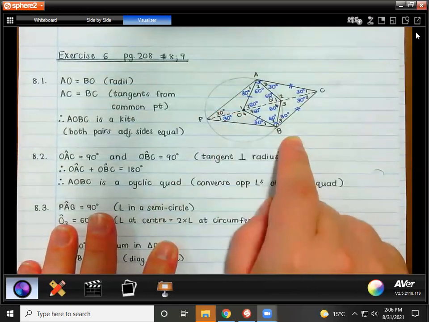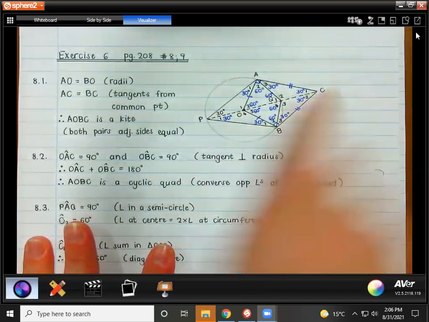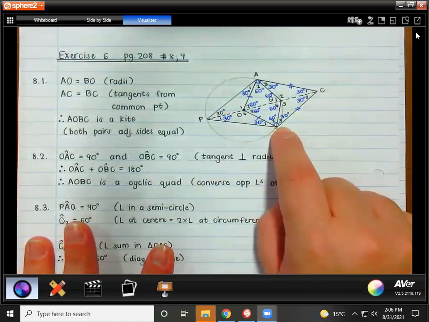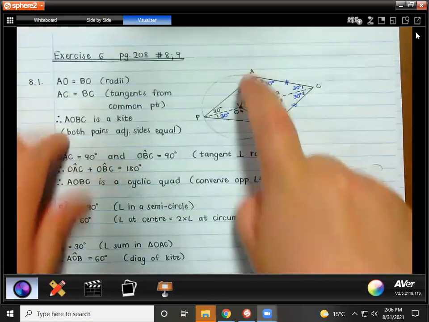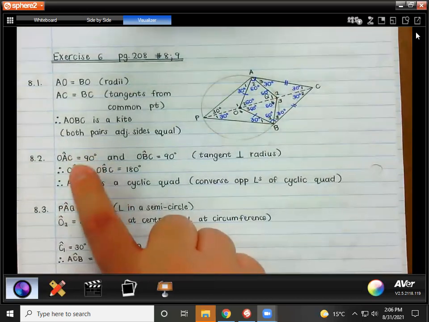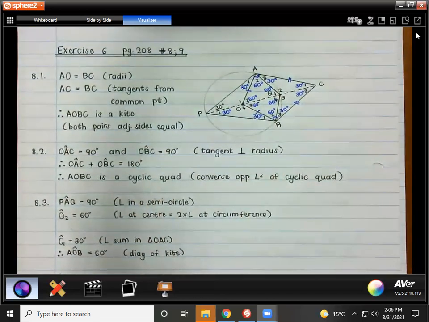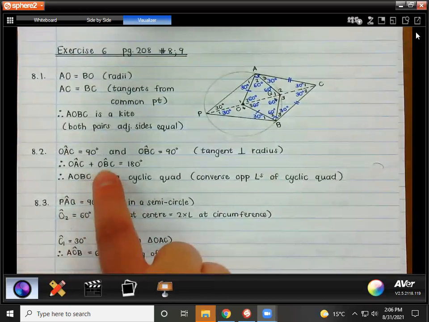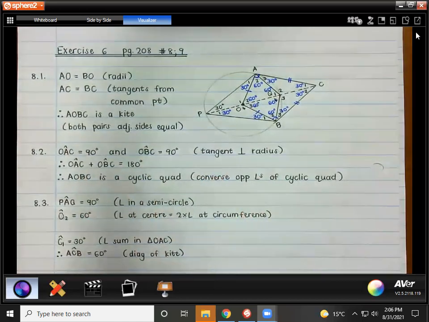And then we have the same thing happening here. We also have that radius OB and that tangent BC. So that is again a 90-degree angle there. And those two are opposite angles of this quad. So if it's 90 and 90, then they are supplementary. They add up to 180. Okay, I don't know if you guys would have thought to do it in that way. So I just wrote that they are both equal to 90 degrees because of tangent perpendicular to radius. So therefore, OAC plus OBC is 180. So therefore, it's a cyclic quad. And remember, when you are proving that something is a cyclic quad, you write converse in front.